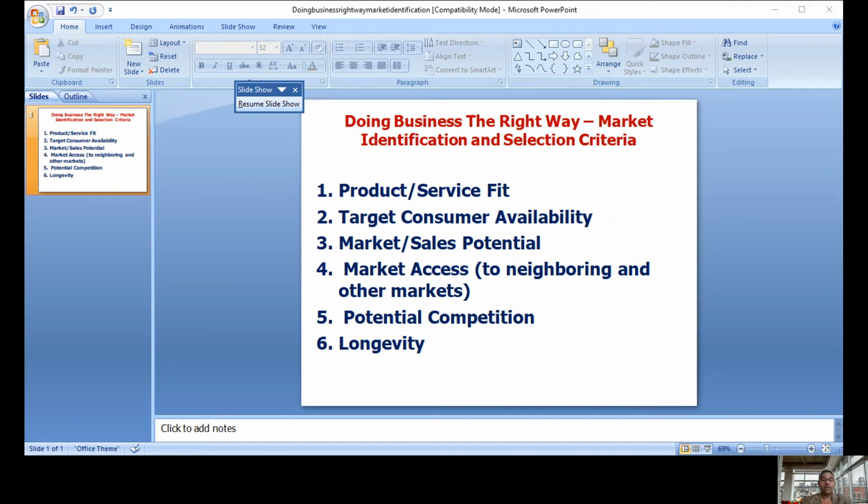And number five is the potential competition. In any market you will have potential competition, so definitely you can't avoid competition in any market. The company needs to focus on how you can come out of the competition, which is very important. So you need to assess the competition for the product or services you are offering, and accordingly you decide.